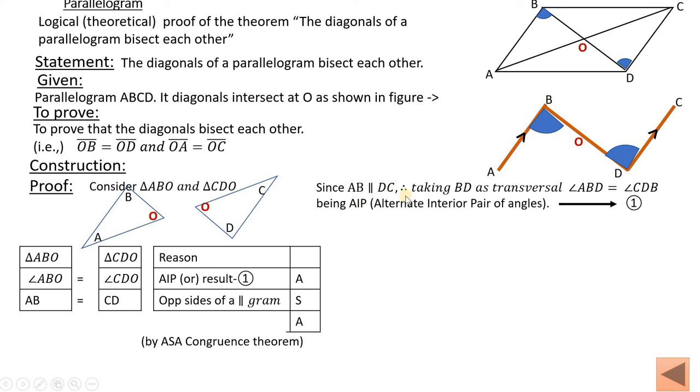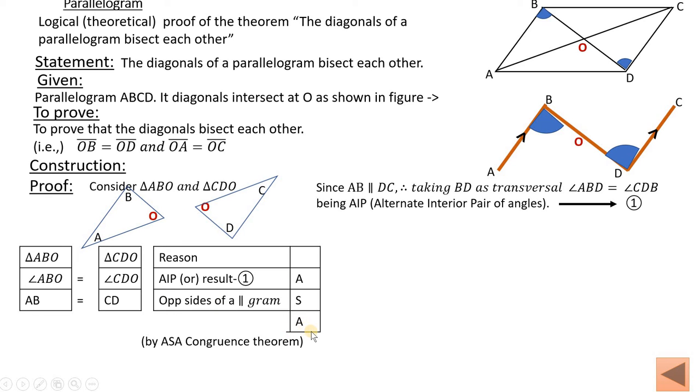You can state the result this way: since AB is parallel to DC, taking BD as transversal, angle ABD equals angle CDB. Instead of ABD, I can write it as ABO because O lies on the line BD. And angle CDB can be written as angle CDO because O lies on the line segment DB. This way, the alternate interior angles theorem is made use of in equating these two angles. The B angle and the D angle are equal in the two triangles. One pair of angles equal is proved.